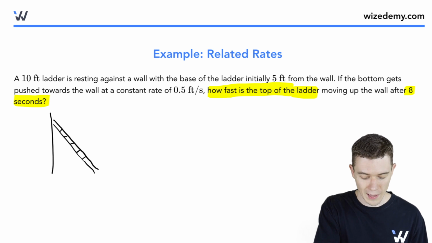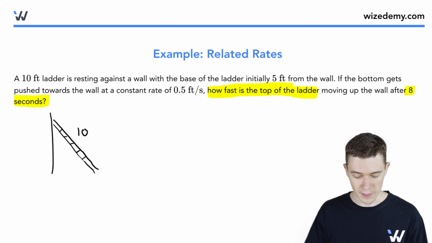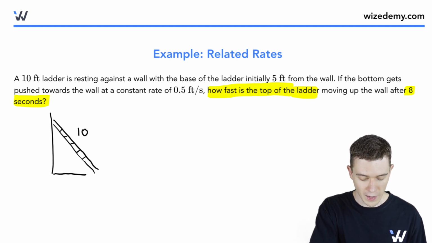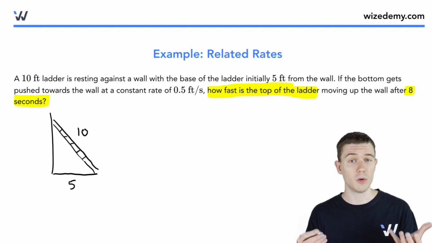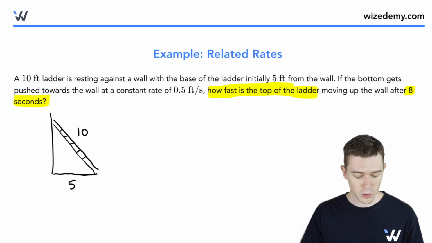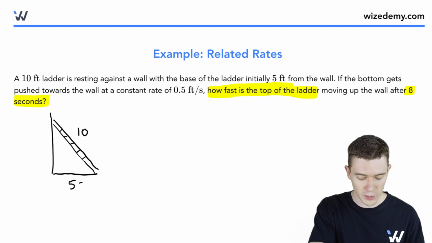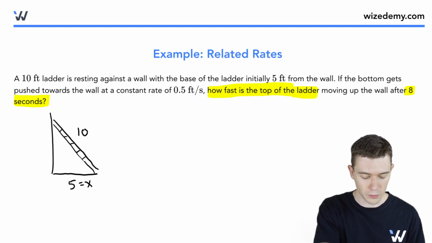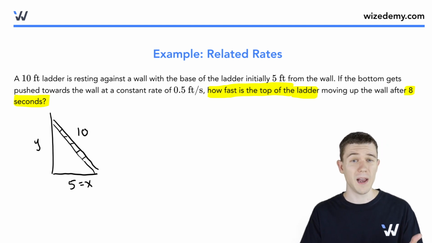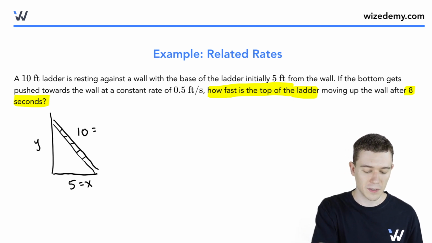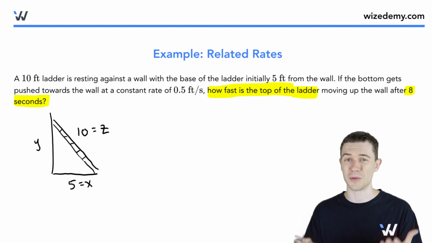Now we know that this ladder is 10 feet and the base of the ladder is 5 feet from the wall. Now I should also label this with variables. It would be a natural thing to call the horizontal direction x, the vertical direction y, and if we have to, I'll call this hypotenuse z. If you notice, this makes a right triangle.